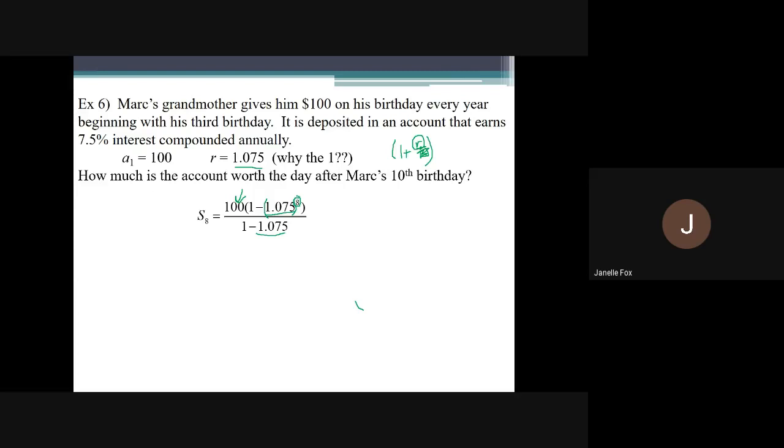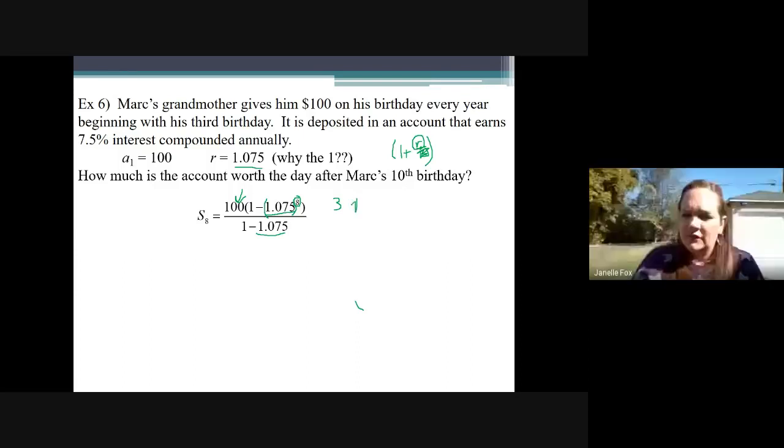Now we have to think for a little bit. The first time it happened was on the 3rd birthday, and then we're going every birthday up till we get to 10. So we have the 4th birthday, the 5th, the 6th, the 7th, the 8th, the 9th, and then the 10th birthday. Let's count how many terms that is: 1, 2, 3, 4, 5, 6, 7, 8. That's why it's 8. We have 8 terms, so we're going to find the 8th sum, and that's why this power up here is to the 8th power.